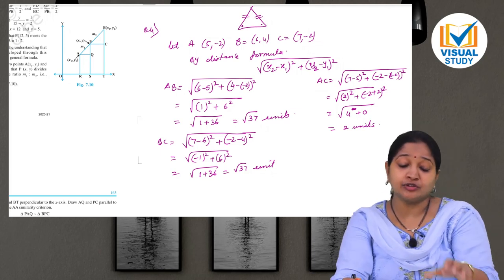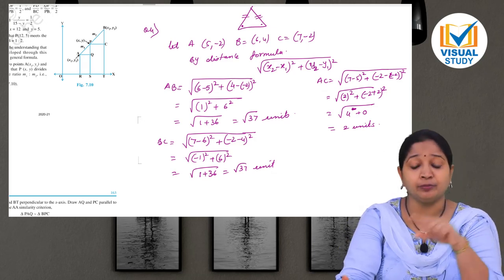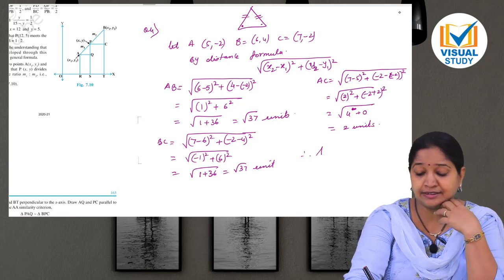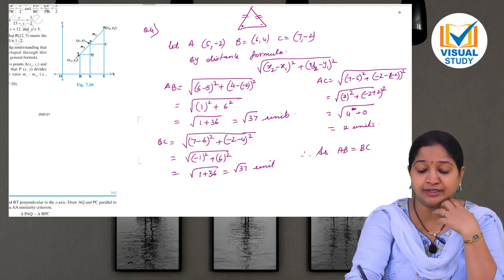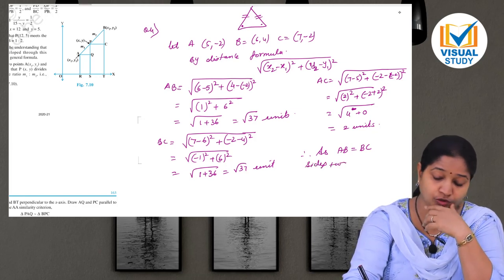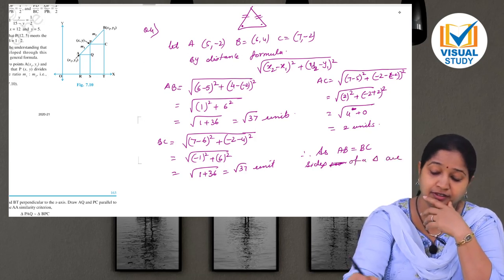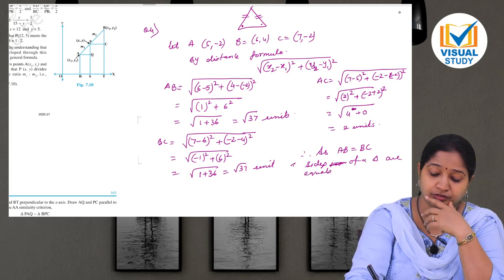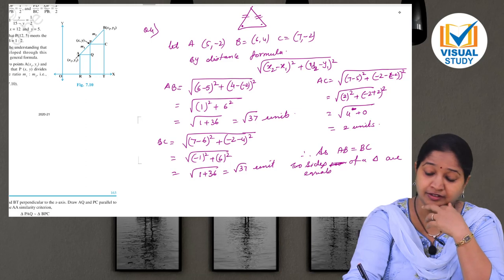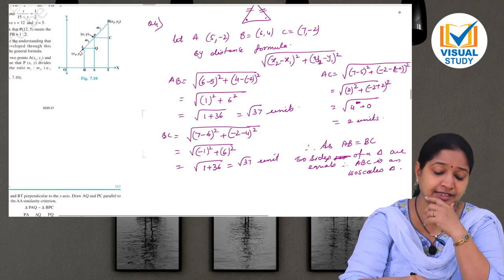Now from this you can see that your AB is equal to BC. Therefore, as AB is equal to BC, two sides of a triangle are equal. Hence, therefore, ABC is an isosceles triangle. Okay? ABC is an isosceles triangle.